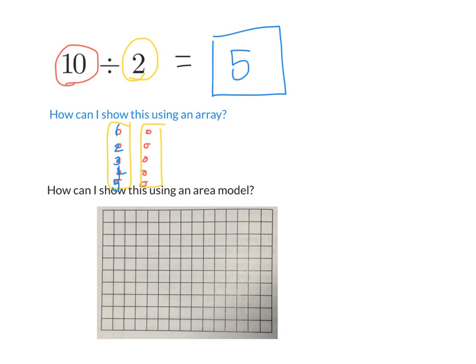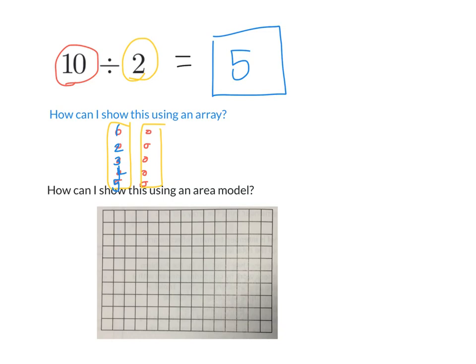This checks out with the math facts. We know that 10 divided by 2 is 5 because 5 times 2 is 10. As a reminder, multiplication and division are inverse operations. So that's how I can show it using an array. Remember, an array is a symbol or an object grouped into lines and columns. You can see here that we have rows and columns, so therefore it's an array.